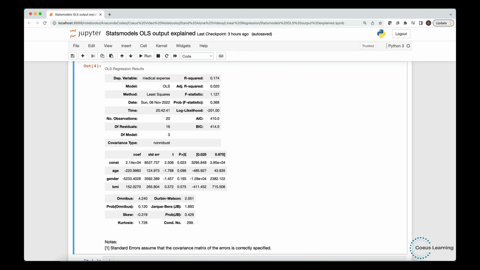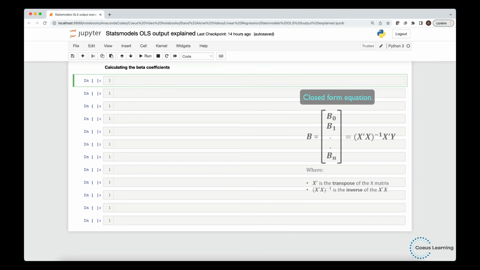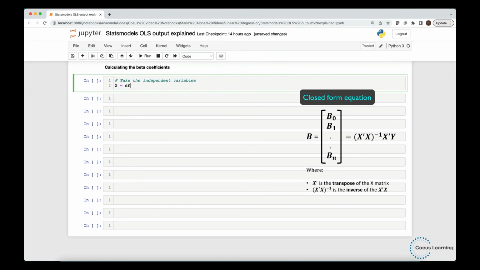Now that we have covered a few parameters to evaluate the model as a whole, we deep dive into the parameters related to the features. To start with, we take the coefficients and see how the coefficients for the features are calculated. Note the closed form equation of linear regression. The derivation of this equation is out of the scope of this video. So, we simply take the closed form equation and compute the beta coefficients.